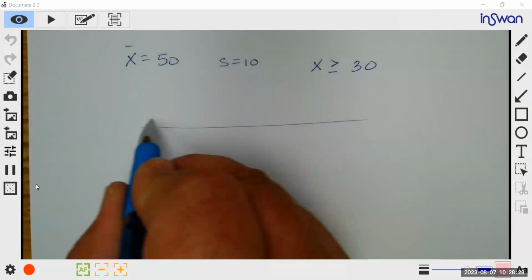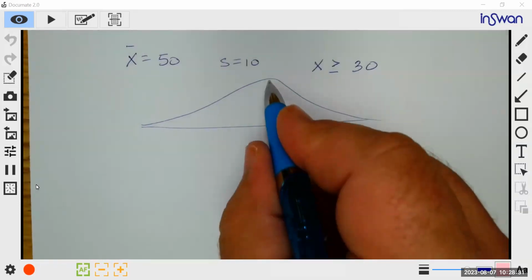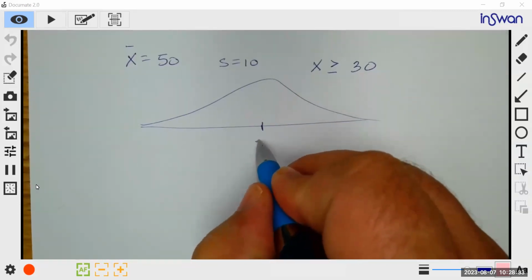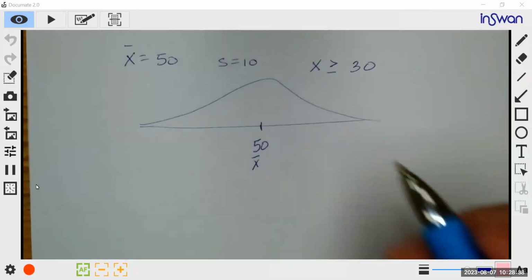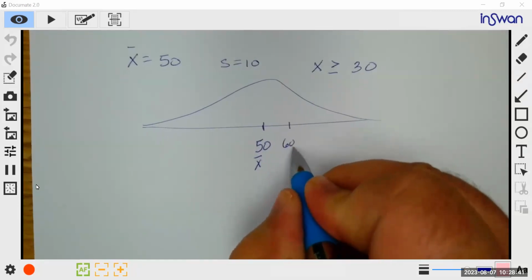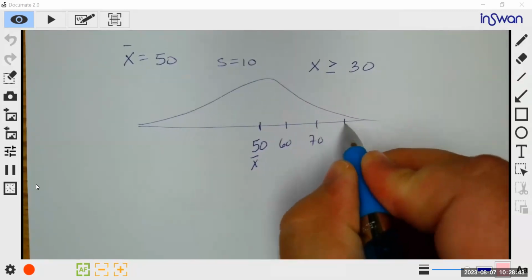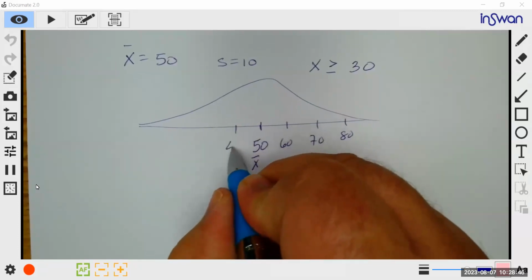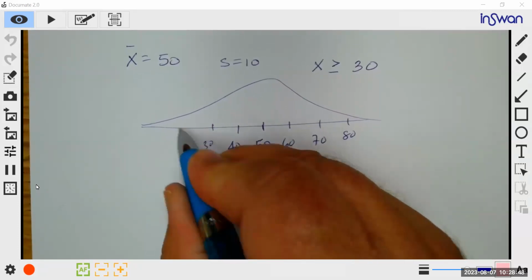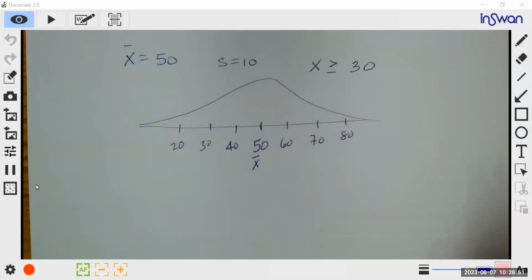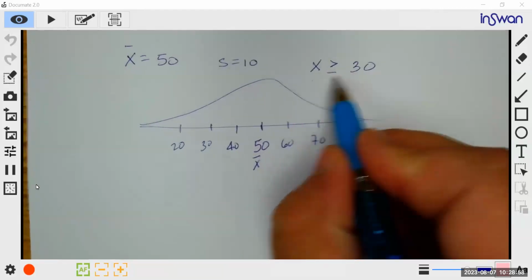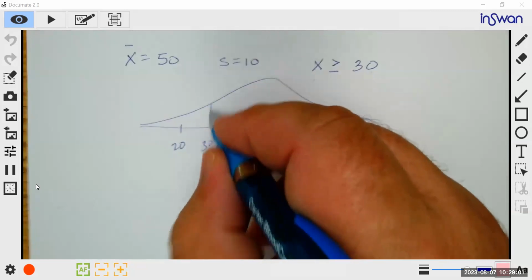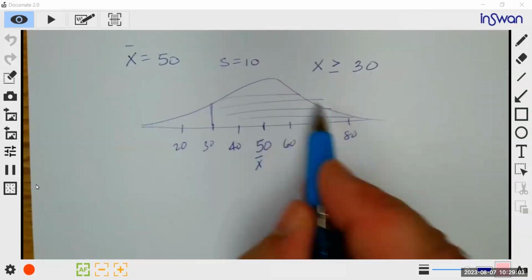So let's draw a picture with our data points. There's our mean, which is 50. The standard deviations are 60, 70, 80, and the left side's 40, 30, 20. I want all the x's greater than 30. So I want this one in that direction.